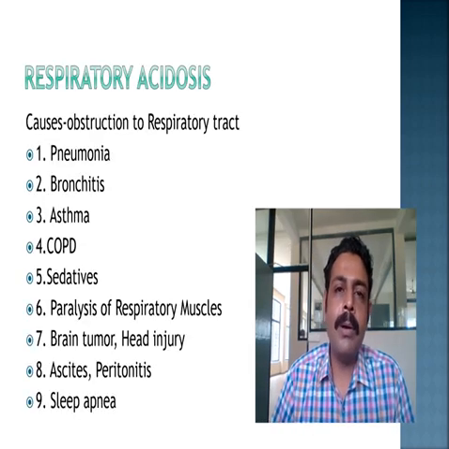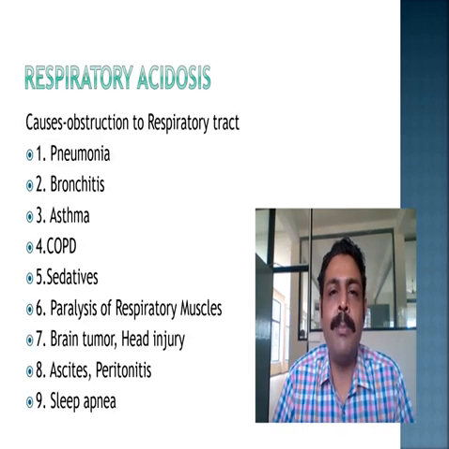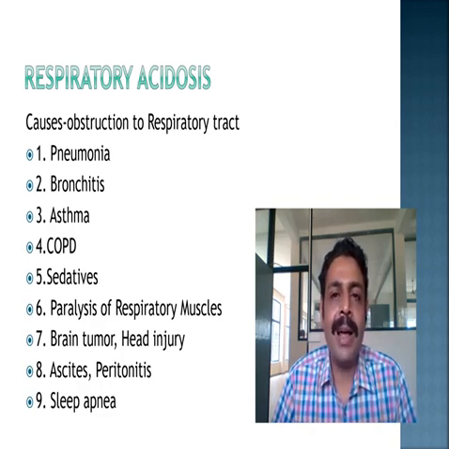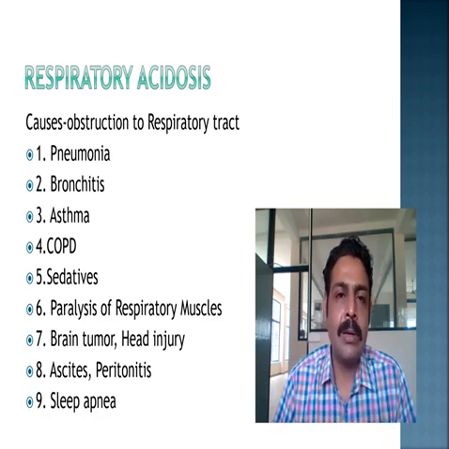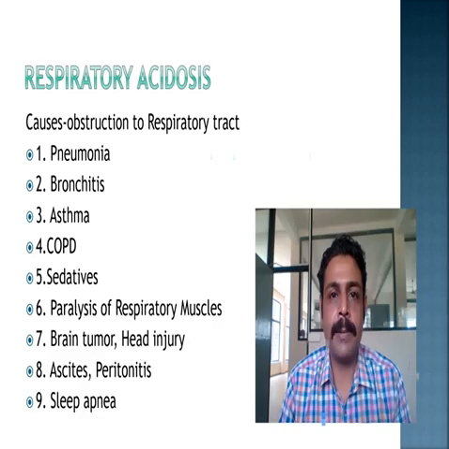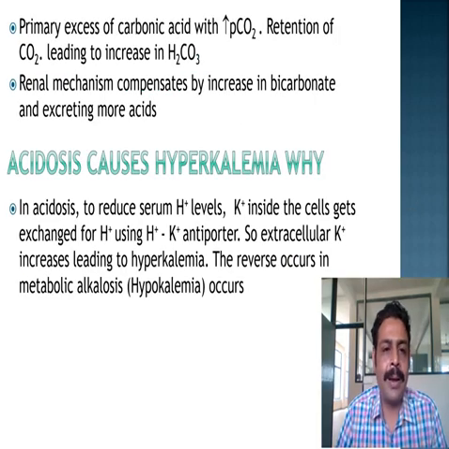These are a few common causes of respiratory acidosis: pneumonia, bronchitis, asthma, COPD, sedatives, paralysis of the respiratory muscles during anesthesia, brain tumor, head injury, ascites, peritonitis, sleep apnea. These are the problems where hypoventilation will be present. So CO2 accumulates, leading to respiratory acidosis. So what happens in respiratory acidosis? Because of hypoventilation, PCO2 increases.